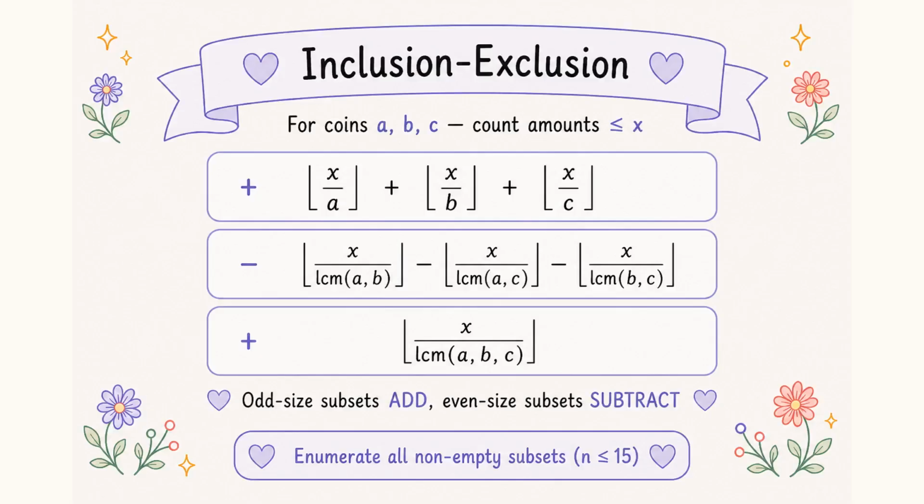Add floor X over A, over B, and over C. Subtract floors over pairwise least common multiples. Add back the triple least common multiple. Odd size subsets add, even size subsets subtract. Since n is at most 15, we enumerate all non-empty subsets with bit masks.